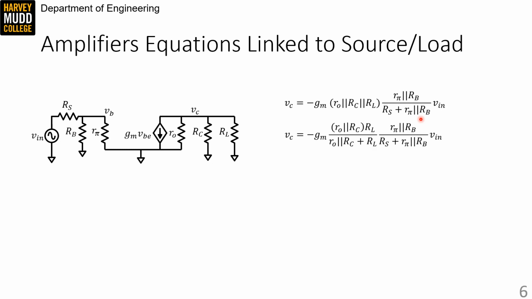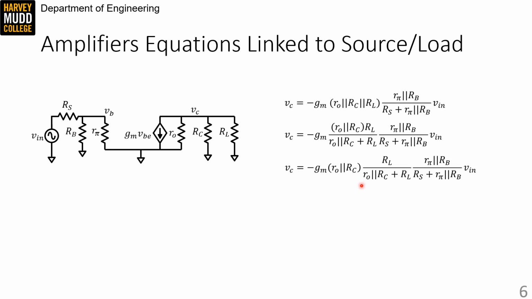We can get closer to that by expanding this parallel combination of resistors a little bit. So here I've just taken RO parallel RC as one resistor and RL as another, and made the parallel combination explicit. And then we can factor out a term from that expression to find a second voltage divider equation embedded in this equation.